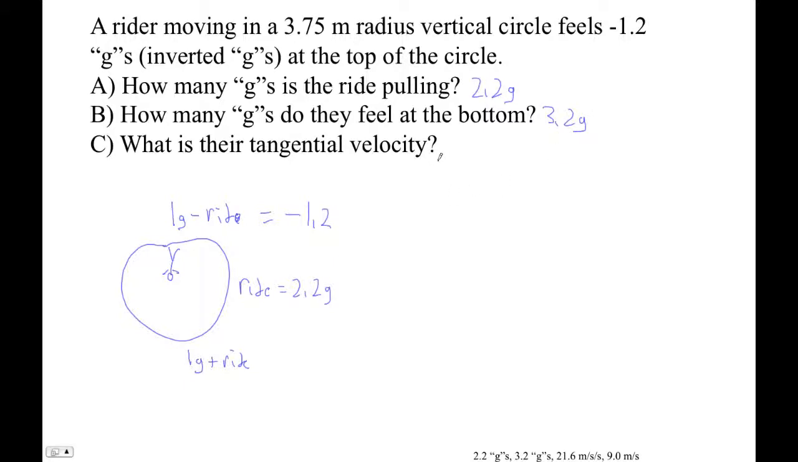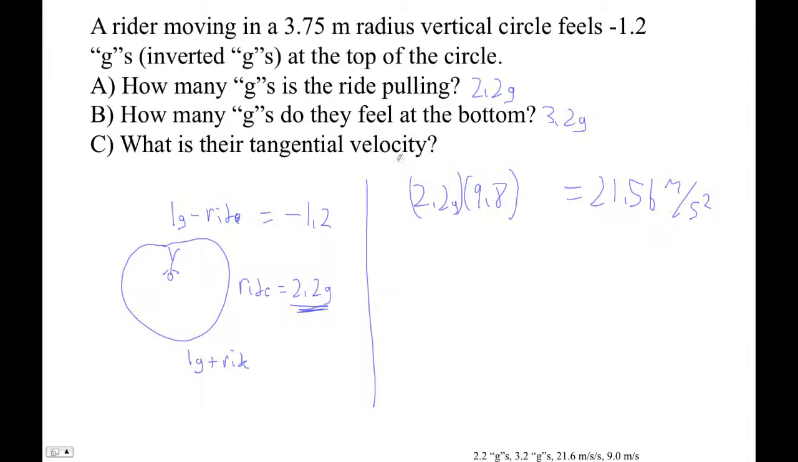And then what is their tangential velocity? Well, what we've got to do is figure out, this is the ride in Gs. Let's turn it into meters per second squared, right? So 2.2 times 9.8, because remember, 2.2 Gs literally means 2.2 times 9.8. So 2.2 times 9.8 is 21.56 meters per second squared.